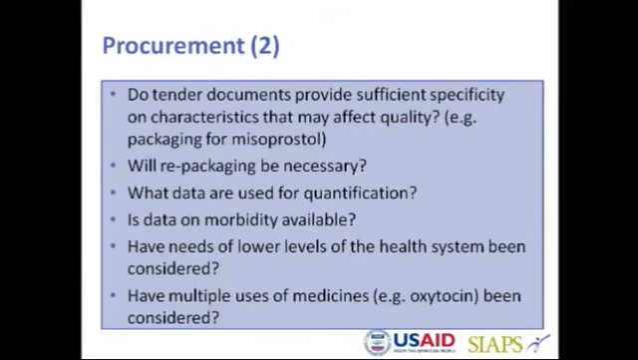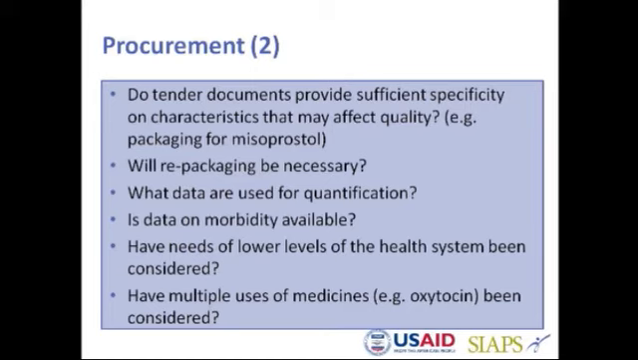Again, do the tender documents provide sufficient specificity on characteristics that affect quality? For example, packaging for misoprostol. Do we need to repackage potentially? In some of the pilots right now, misoprostol is not available in the 3 pill packets, and so repackaging is necessary as we move towards scale up. How's that going to be handled?